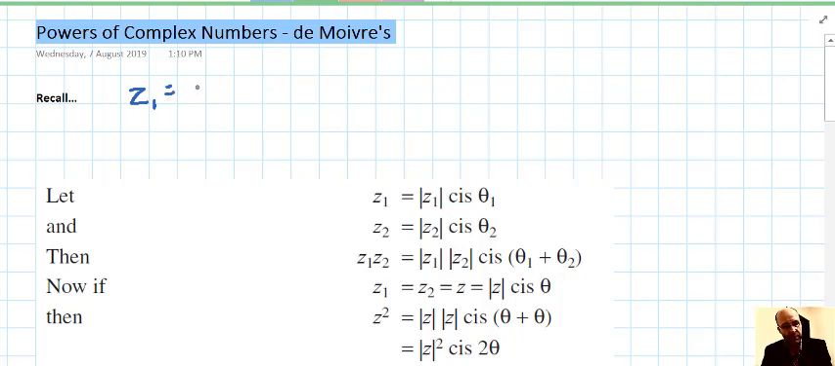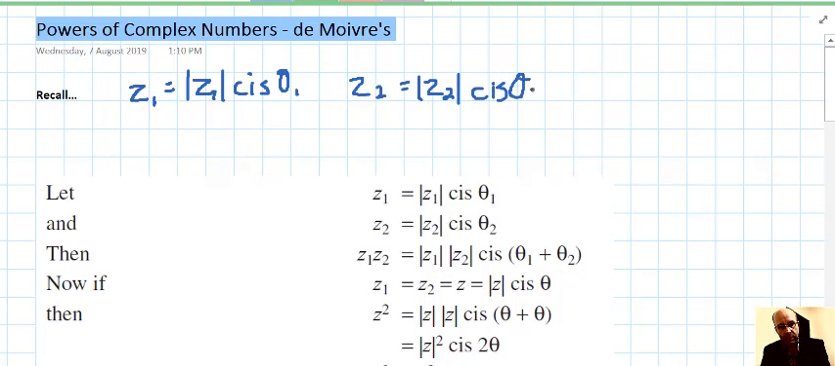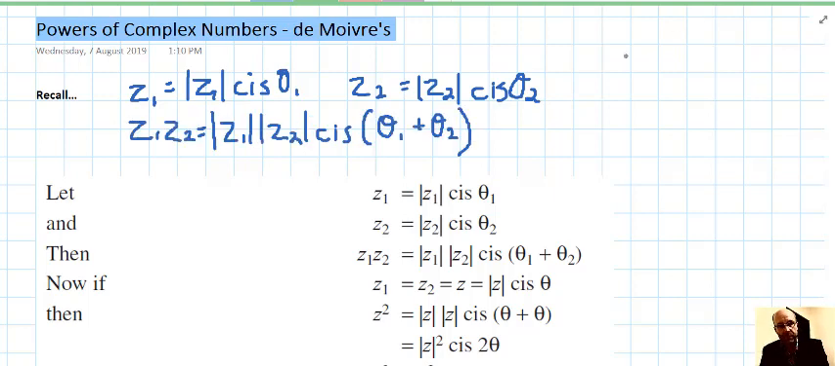Now last time we said r cis theta, but let's use both notations. So the magnitude of Z1 cis theta, and Z2 likewise, for its modulus and argument. So previously we saw this, Z1 times Z2 is the product of the moduli, and that's times cos plus i sine, and the argument there is the sum. We sum the arguments of the original complex numbers, and that's what we did previously.